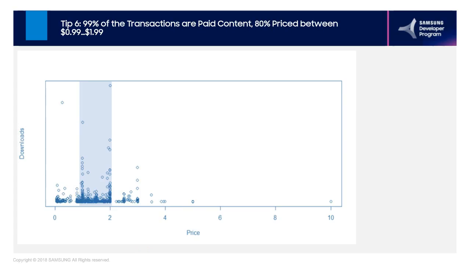Tip number six, how to price items correctly. A couple of things. One is that at the moment we are observing that 99% of the transactions are paid transactions. That means that consumers pay upfront. There's no try and buy, and it's not in-app purchase enabled. That's something to observe, whether that is going to change. But at the moment, 99% of the transactions are paid content, and 80% of the paid transactions are priced between $1 and $2. On this screen, you'll see downloads as a function of the price, and the majority of the downloads are within that price range.